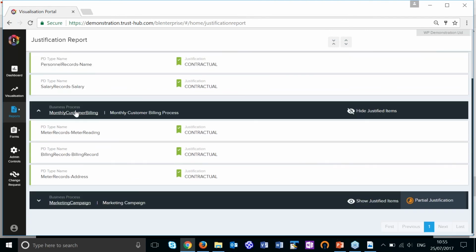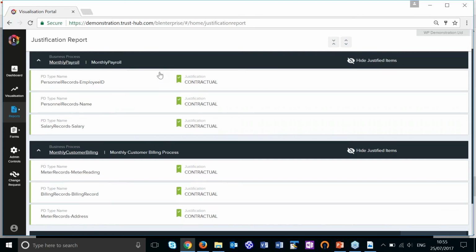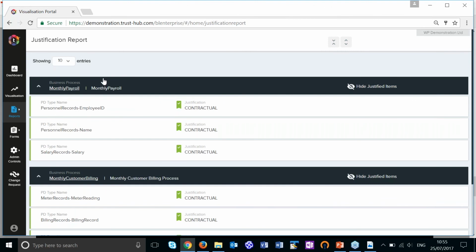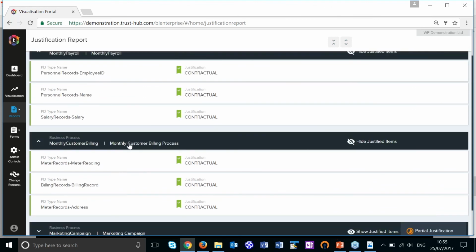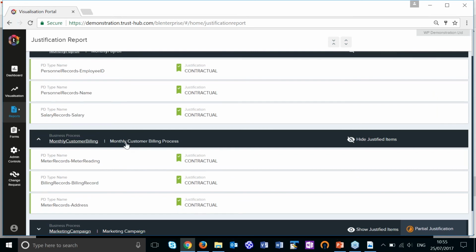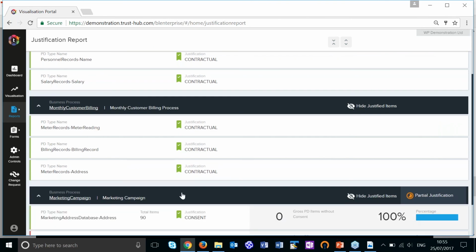So why is that? Well, in each case, both are consuming 3 pieces of data, and the process is claiming a contractual justification for that, which, given that one is a monthly payroll, and I probably have a contract with my employees, and the other is a customer billing process, and I probably have some sort of contract with my customers, that claim of contractual justification is probably reasonable. The 3rd one is this marketing campaign.